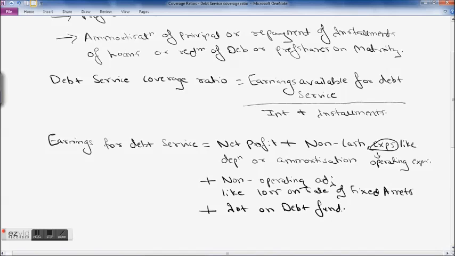Since we are calculating earnings available for debt service, we are adding all non-cash operating expenses, plus non-operating adjustments like loss on sale of fixed asset, and plus interest, because we need to know the cash operating net profit, that is the profit which is normally earned from operations, before depreciation and interest. That is why all these adjustments need to be made before calculating the debt service coverage ratio. Now we'll see one example.